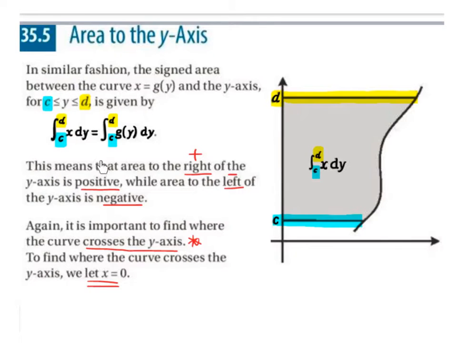This means that the area to the right of the y-axis is positive. For example, this area here is to the right of the y-axis, so it's positive, while the area to the left of the y-axis is negative. Again, it is important to find where the curve crosses the y-axis. To find where the curve crosses the y-axis, we let x equal 0. Likewise, if you're interested in where the curve crosses the x-axis, you'd let y equal 0.